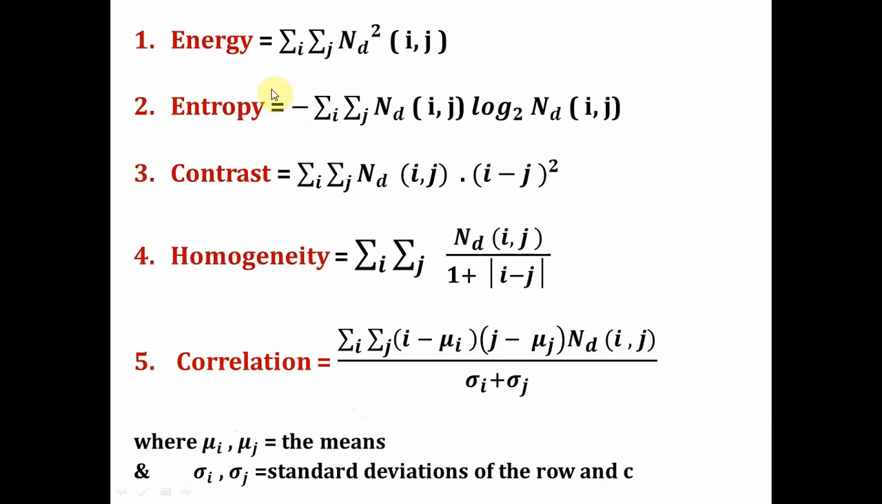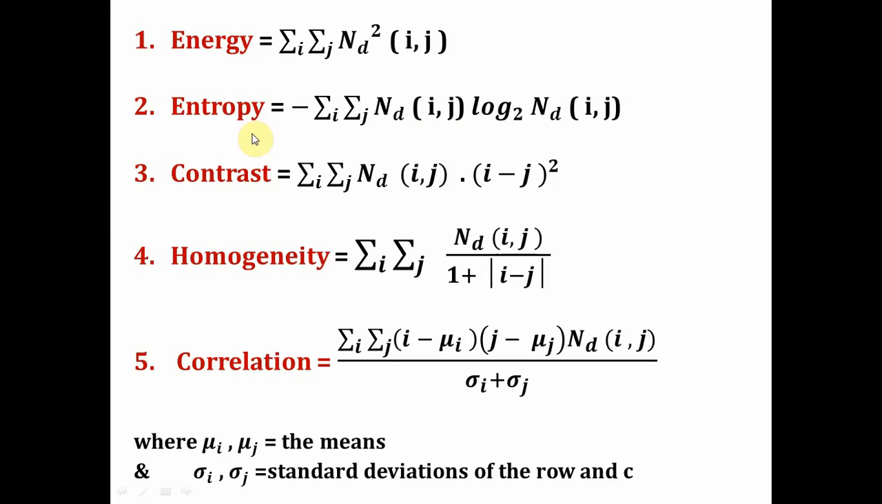First is the energy, that is a double summation over i and j, because you are considering ij values, and you are using the normalized co-occurrence matrix squared. This is the standard formula to compute the energy. Energy will provide you the intensities, or it will change your input image to a different energy level. And then you have entropy, which will tell you how much random variation you have in your image.